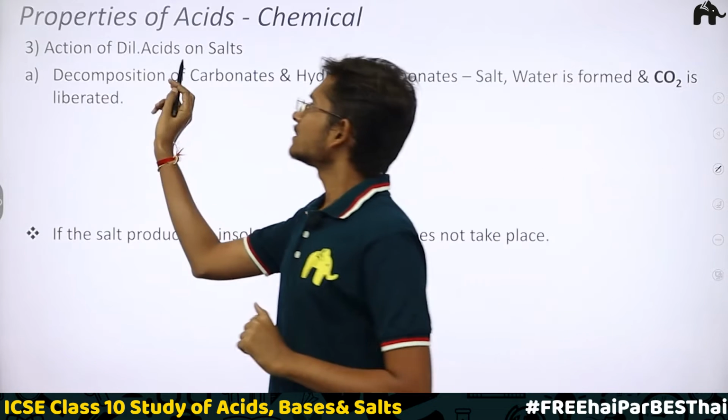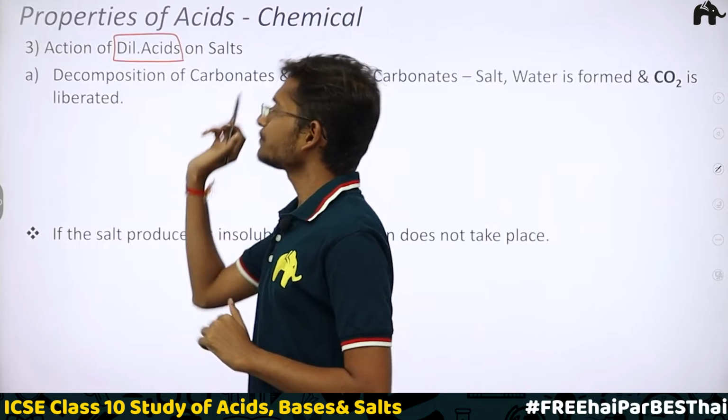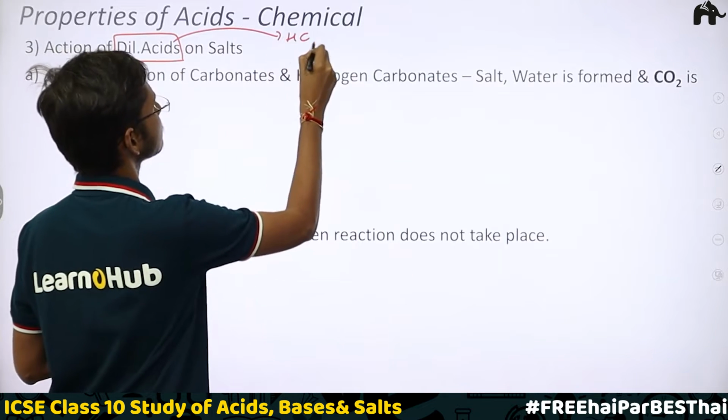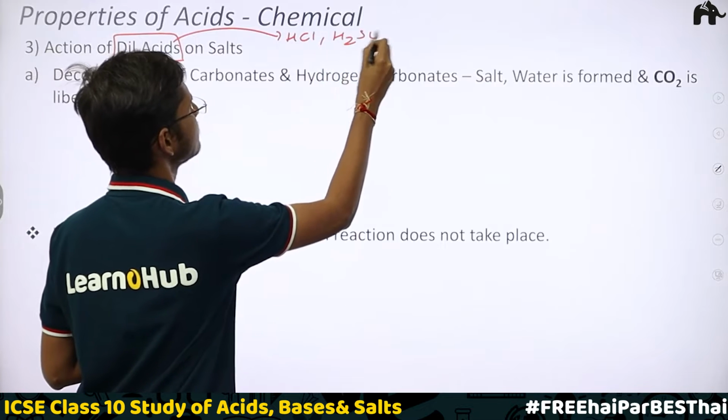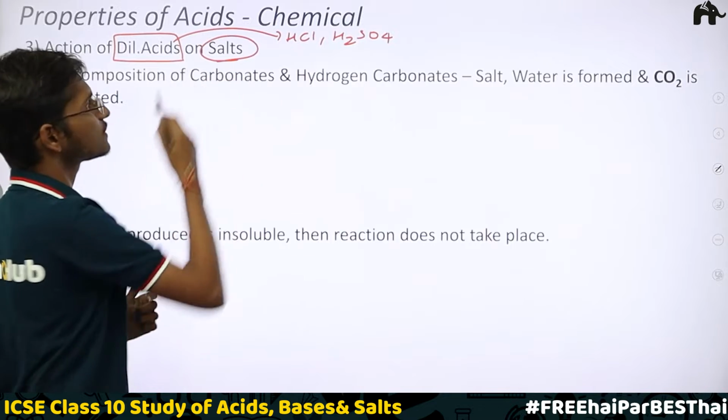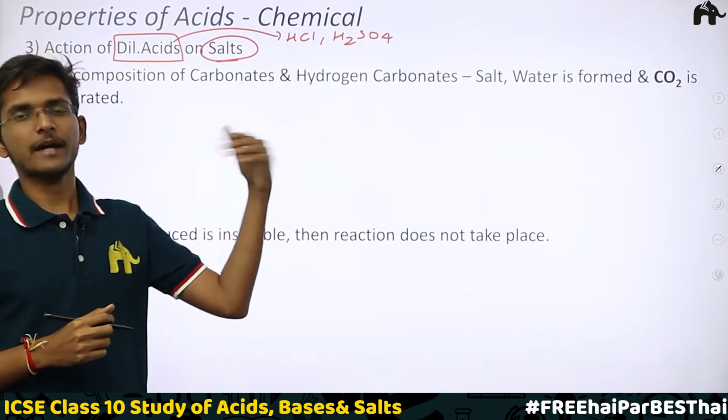Now let's see the third reaction of acids, the action of dilute acids. Here we are going to take HCl and H2SO4, these two dilute acids, and we are going to see their action on salts. First was metals, then we came to bases.